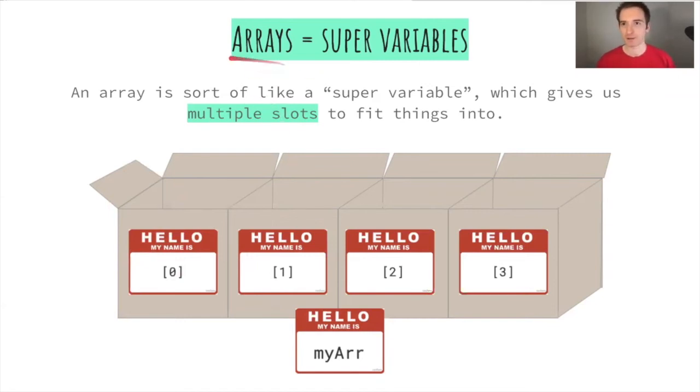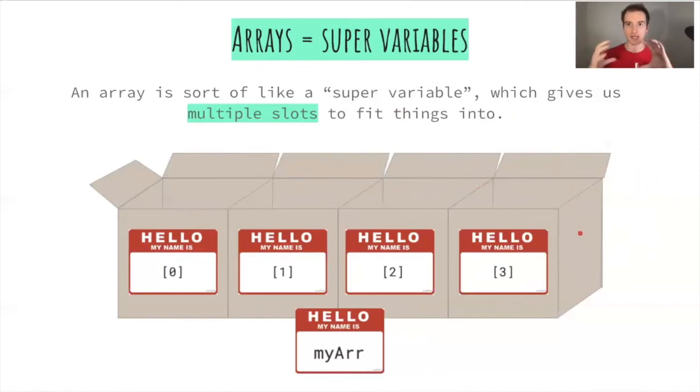So an array is sort of a super variable where we have lots of different boxes that we can put things in. And this super variable will just extend as much as we need it to, so there's no particular fixed length. Here we have an array of length 4, but we could easily put more of these boxes alongside each other.